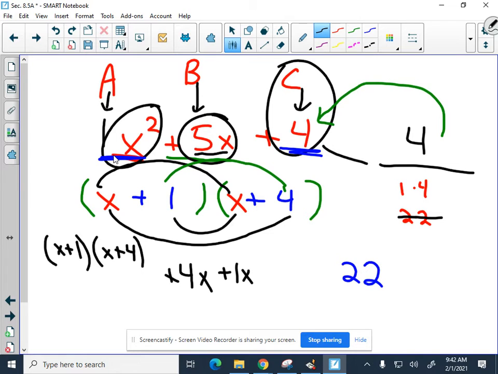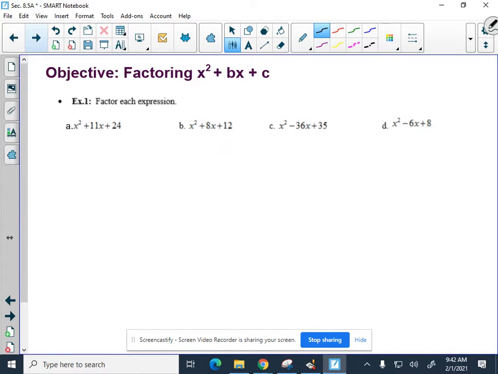So hopefully already that's making a little bit of sense, but we have 8 problems that we're going to look at in the lesson. Okay, ready to see example 1, part A. In A it says factor x squared plus 11x plus 24. First of all, to get x squared, I would take x times x. That makes sense.